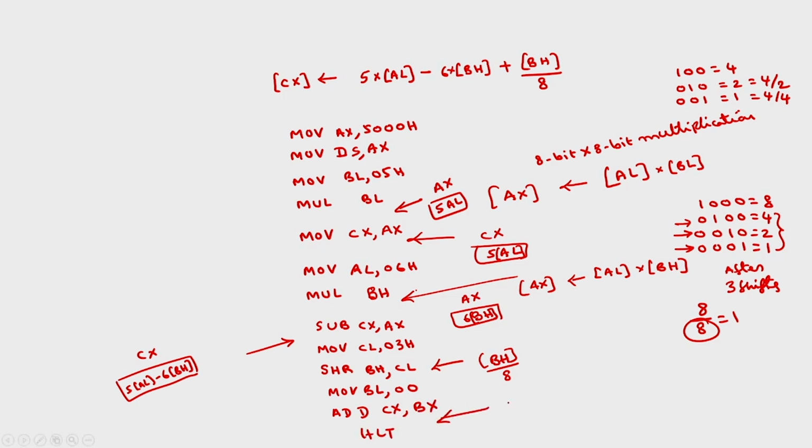What will be there in CX? The previous value of CX is 5AL minus 6BH. Now the value is BH by 8. So, CX now contains 5AL minus 6BH plus BH by 8. So, this is how we can write the program. This basically involves multiplications and divisions, but division we are not going to perform using the division instruction, because this is a power of 2, we are going to implement it using the shift operation. This is the program to compute this.